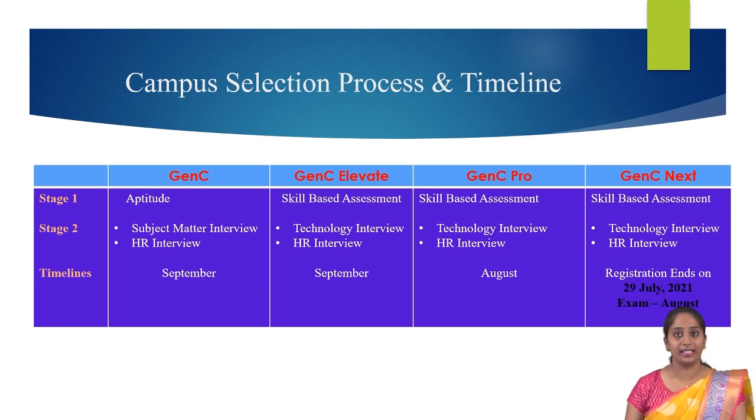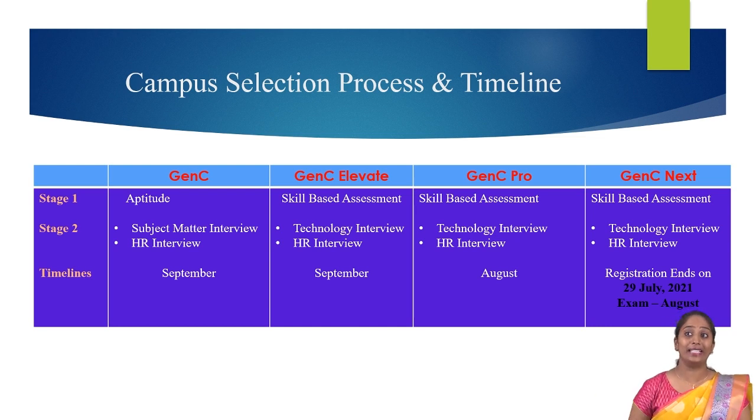For GenC Next, you have to apply right now, because the last date for GenC Next registrations is 29 July 2021, 6 p.m. You can apply till tomorrow 6 p.m. for the GenC Next profile. In the GenC Next profile, again, you go through 3 rounds: the first round is a skill-based test, the second is a technology interview, and the third is an HR interview. Once you are through all these rounds, you will be offered a package of 6.75 lakhs per annum with the profile of GenC Next.